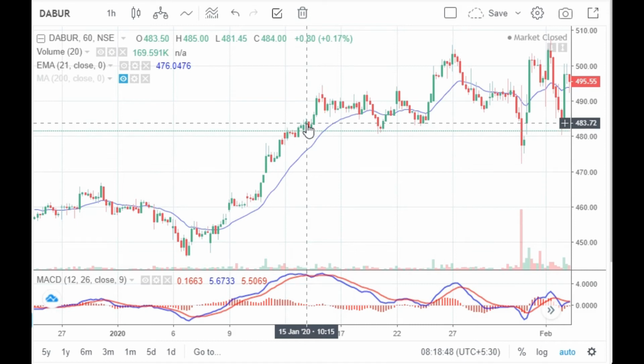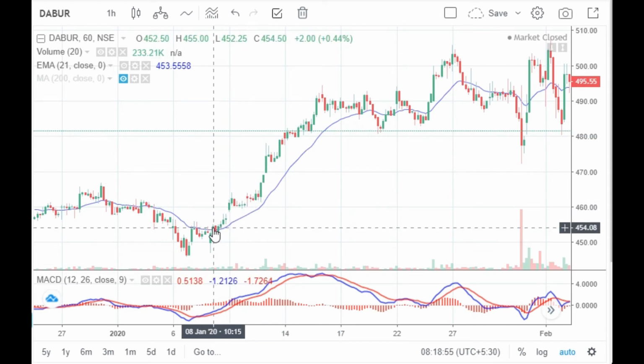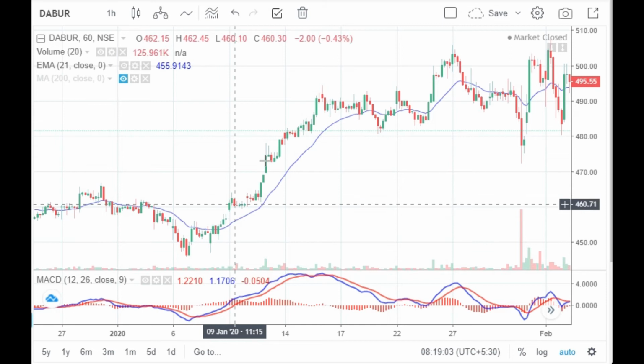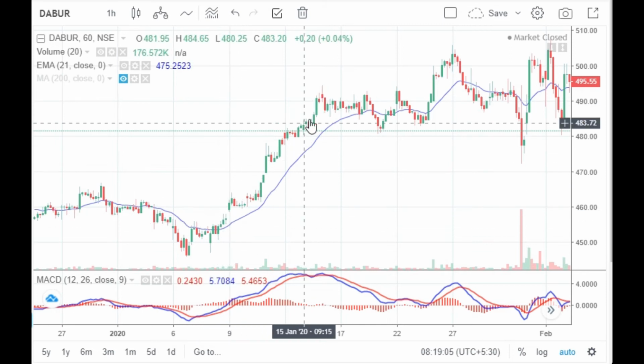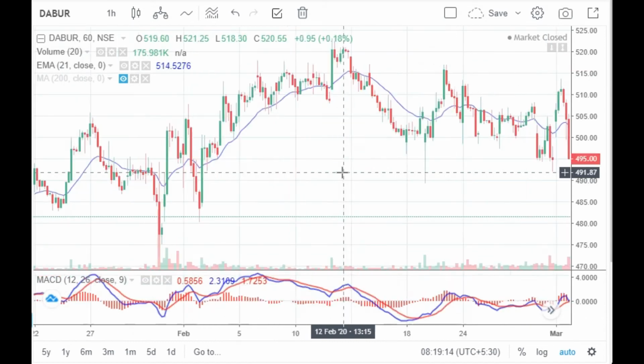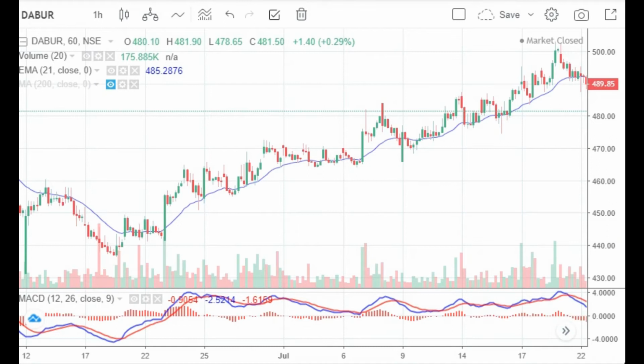So you see somewhere over here you should have found your exit, 481 to 483. So from how much is that? 456 to 483, 486. That's about 30 points you can make, and this would have lasted at least about 4 days. So this is how you trade this strategy. So let's take another stock and see if we find similar opportunities.